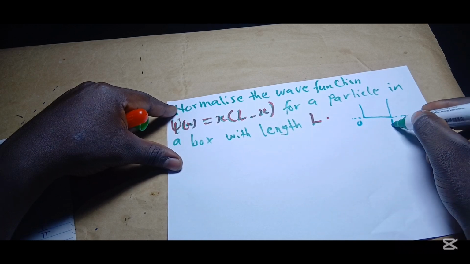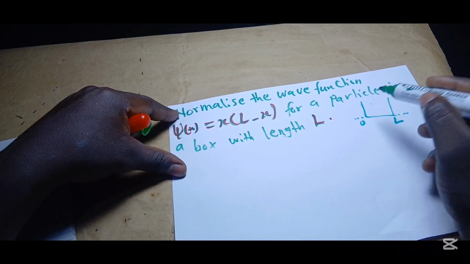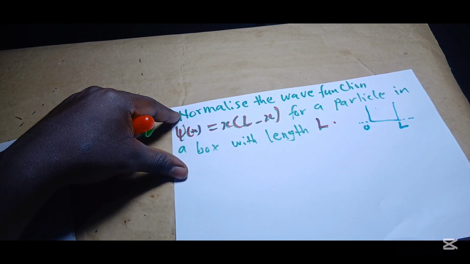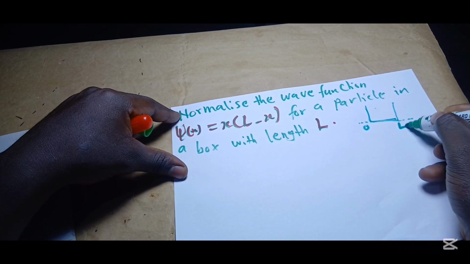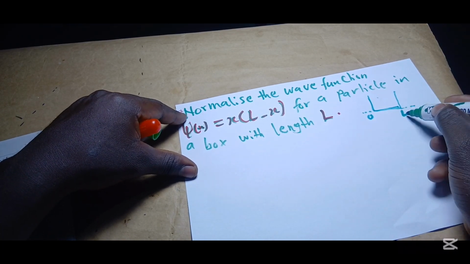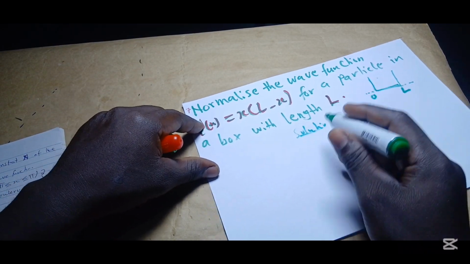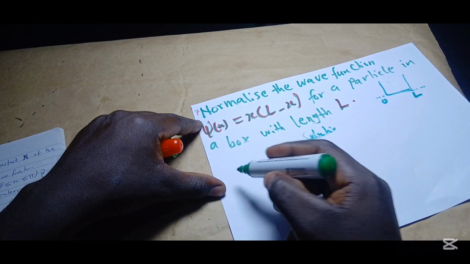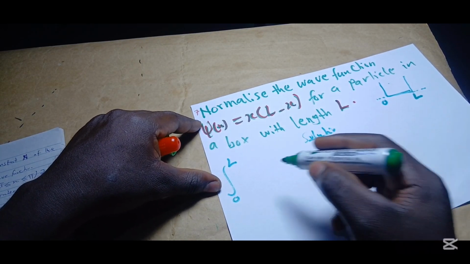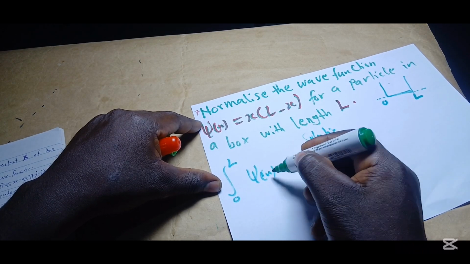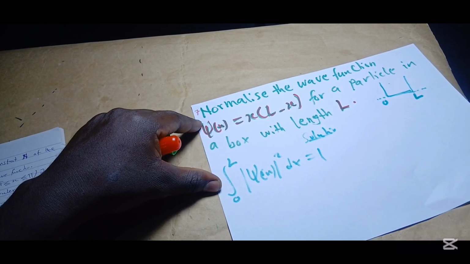For a box of length L, we know that the probability of finding the particle outside the box is going to be 0%. And the chances of finding it in the box is L. So our limit of integration is 0 to L. And the probability of us to find the particle, 100% probability of finding a particle in the box, equals the integral from 0 to L, that is our limit of integration, of absolute psi of x squared dx equal 1.